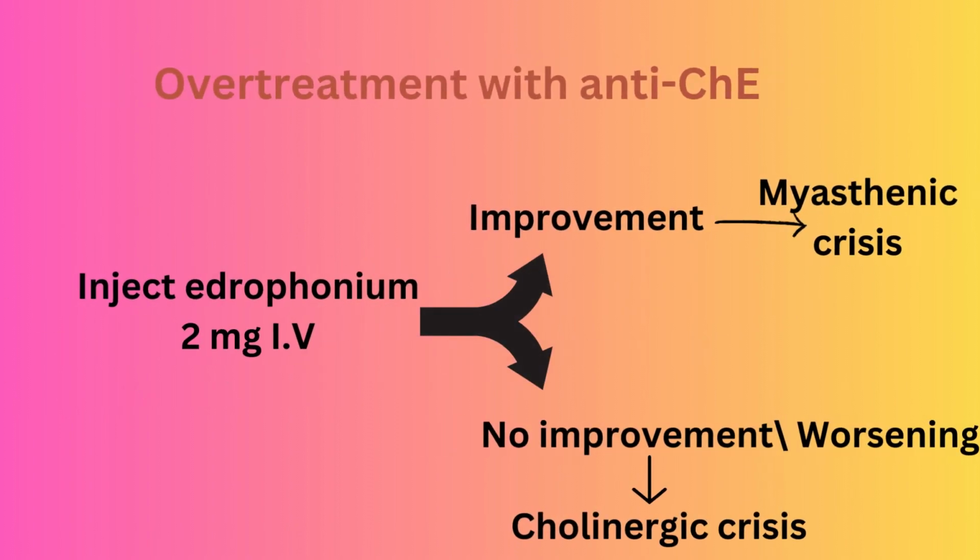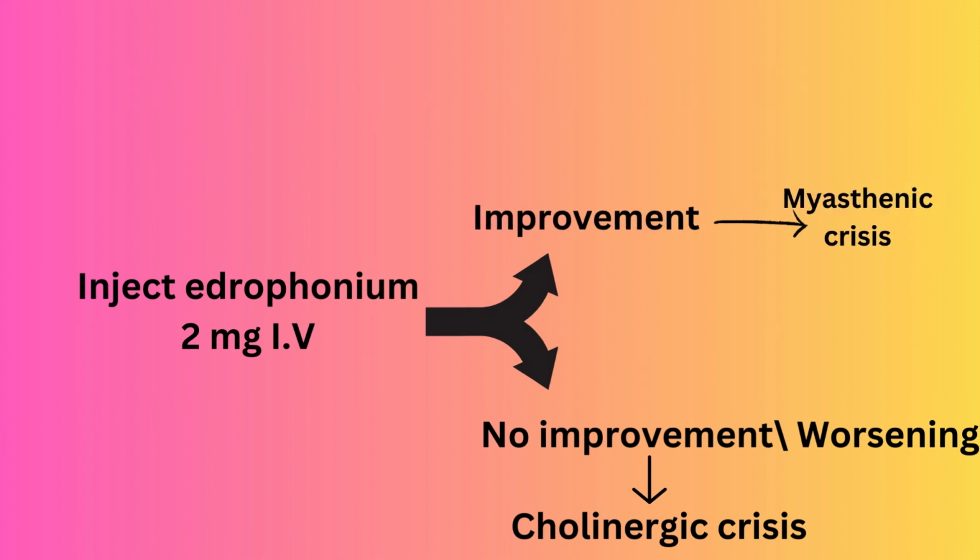If the dose of anticholinesterase is not adjusted according to time, it can lead to overdose. It can be identified by injecting 2 mg edrophonium IV. It is known as the edrophonium test. If improvement occurs, then it's due to myasthenic crisis. And if there is no improvement or worsening, it's due to cholinergic crisis. Other diagnostic tests are the ameliorative test, provocative test, or muscle biopsy specimen.